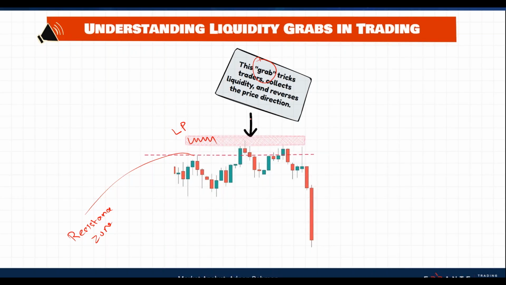This liquidity pool contains massive orders: the pending orders, the market orders, and all kinds of orders. So what the smart money does is it pushes the market towards the upside into this liquidity pool, and the stops are hit. Stops of the guy who sold on this resistance, his stops are hit. And stops of the buyers will hit in the next step.